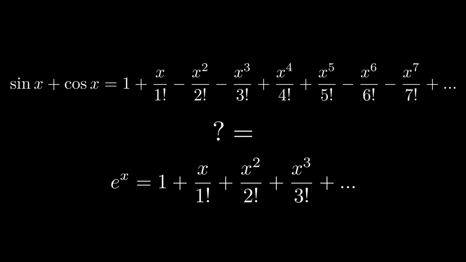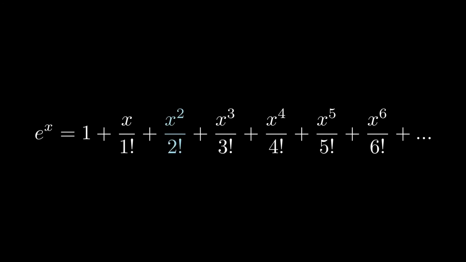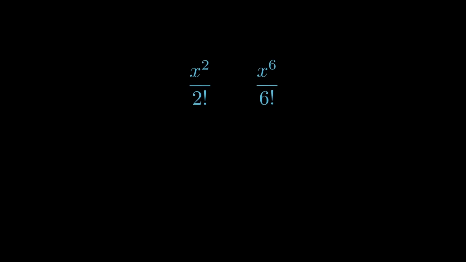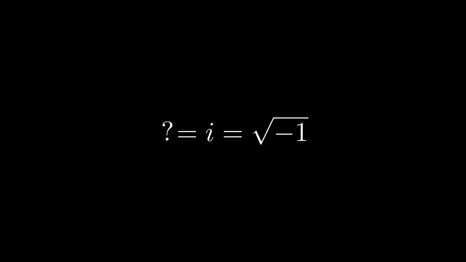So, how do we modify these expressions so that they're equal to each other? Well, in order to change the sign on terms like x squared over 2 factorial and x to the 6th over 6 factorial, we would have to multiply them by a number which, when squared or raised to an even power, is negative, but no real numbers fit these criteria. Luckily, mathematicians have invented an imaginary number which does this, the number i, which is the square root of -1. So, rather than raising e to the x power, let's try raising it to the ix power and see what happens.